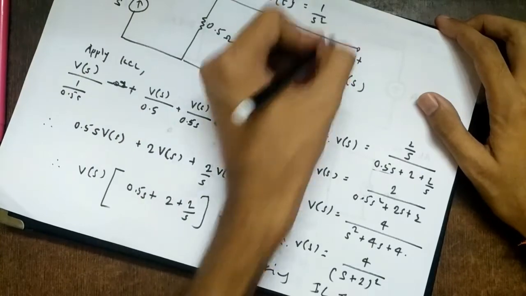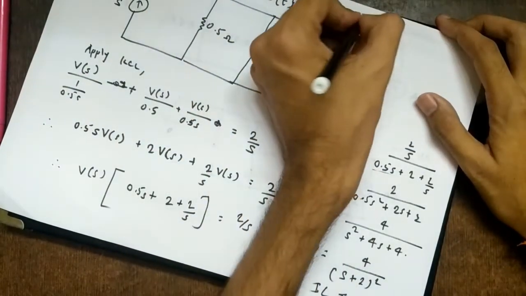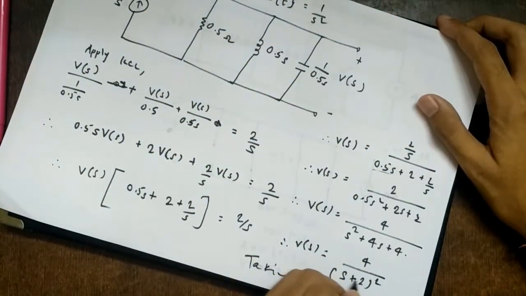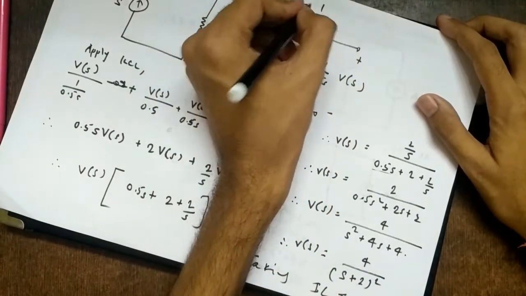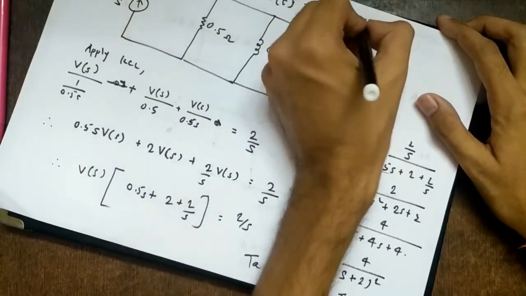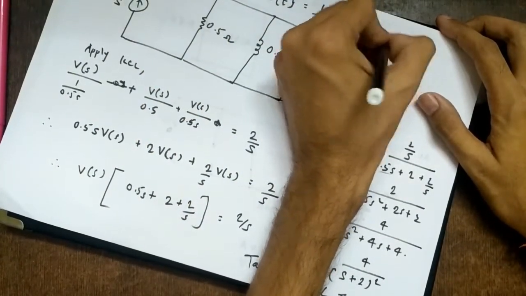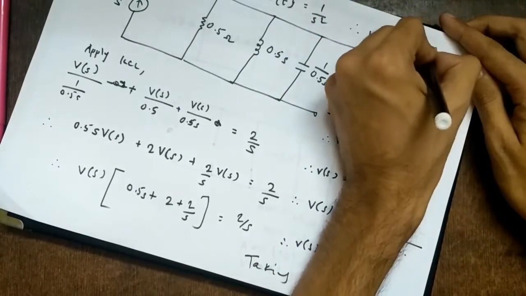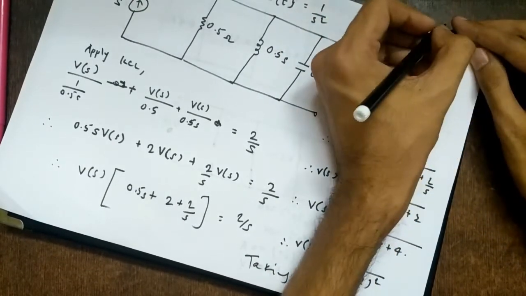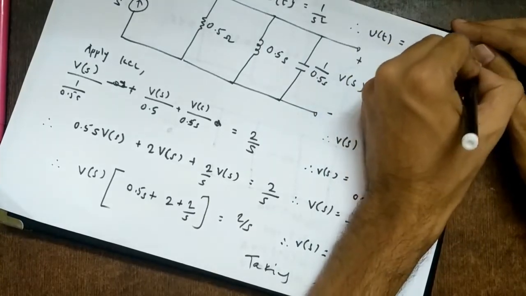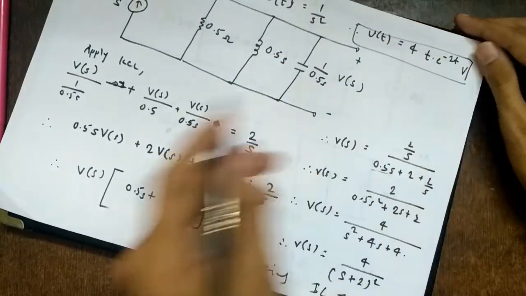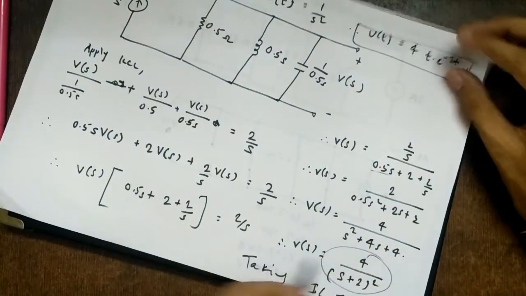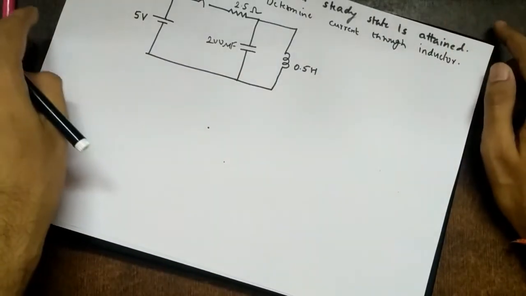Right? So 4 is a constant, so you don't worry about that. So what will be s plus 2? t into e raised to minus 2t. So therefore I am writing the final answer here. 4 is constant, so as it is. So this will be 4 t into e raised to minus 2t. Right? So this is our final answer. I am using the shifting property here. Okay. So this is how we can solve the first sum.